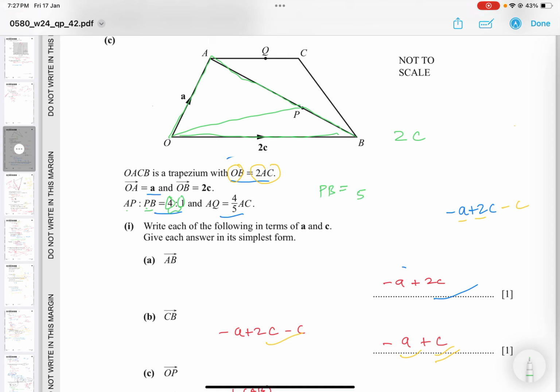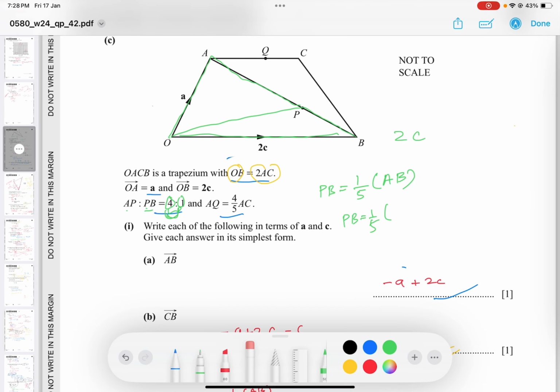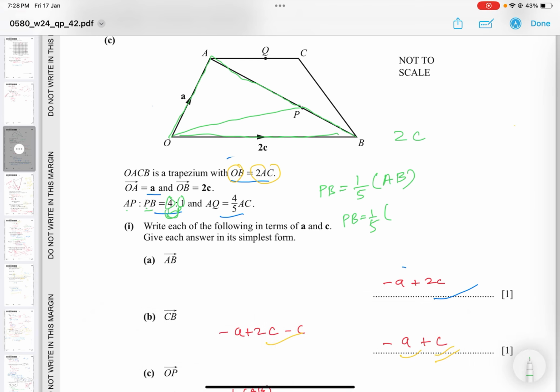Total parts are 5, and out of those 5 parts, PB is only one part. That means it is 1 by 5 of AB. So PB equals 1/5 of AB, and AB was negative A plus 2C. Now how can I go from here? I have to go 2C and in the opposite direction of PB. So it is 2C minus 1 by 5 of negative A plus 2C.